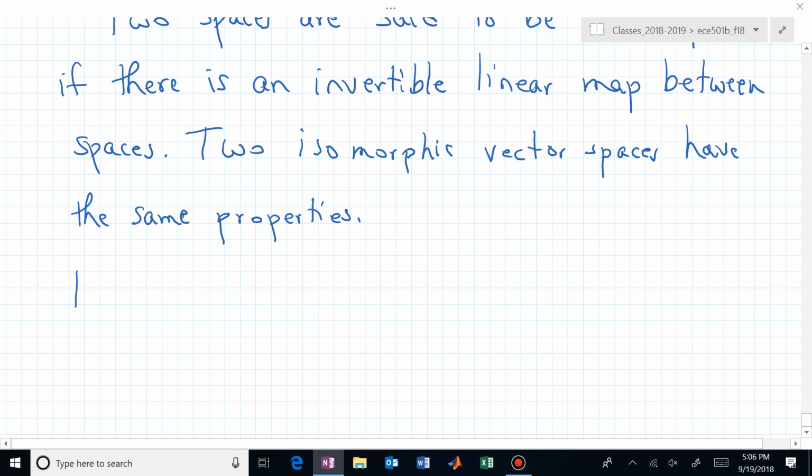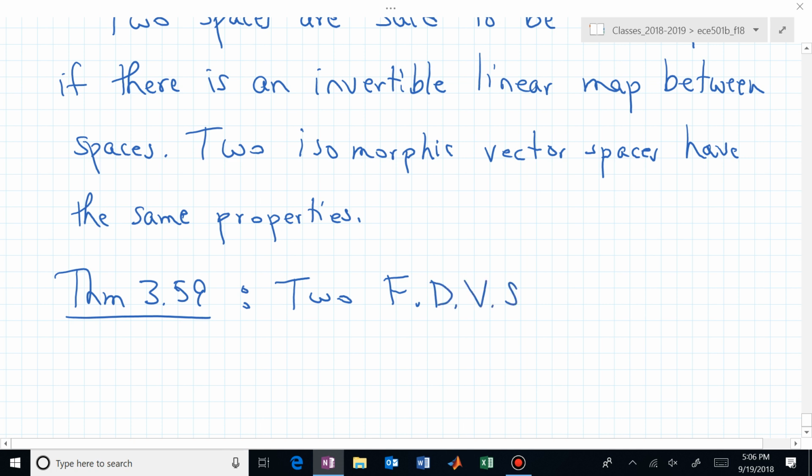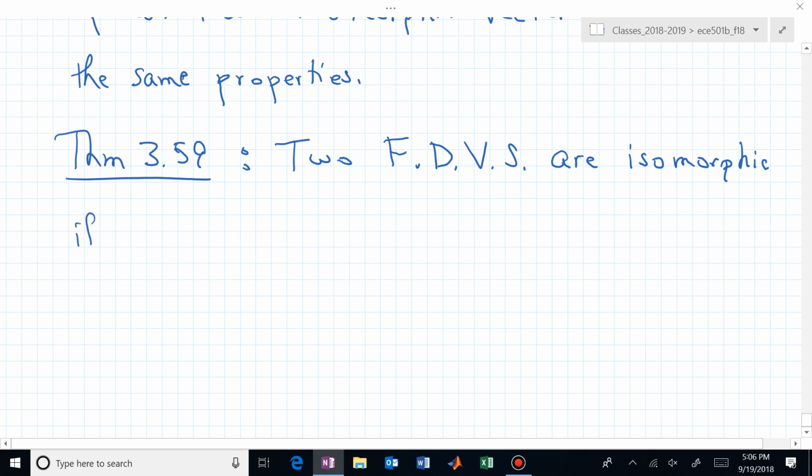So here's a theorem based on that definition of two spaces being isomorphic. Theorem 359. Two finite dimensional vector spaces are isomorphic if and only if they have the same dimension.